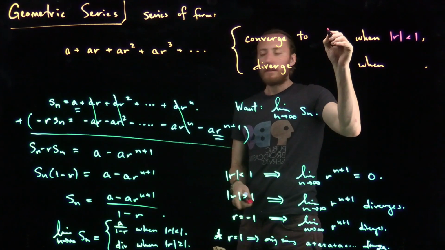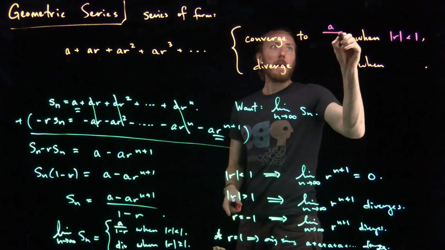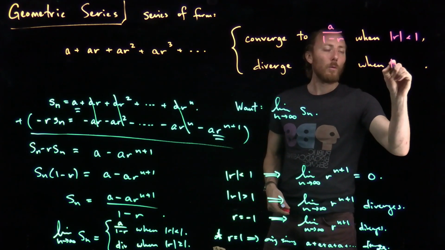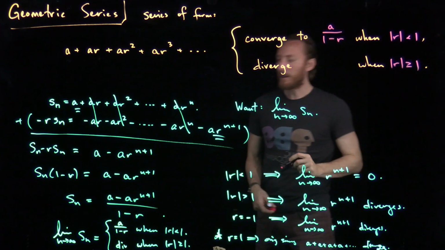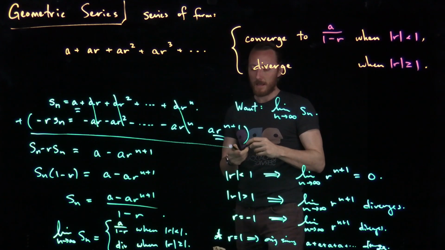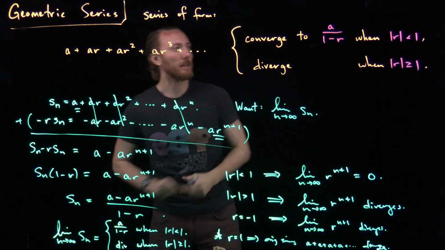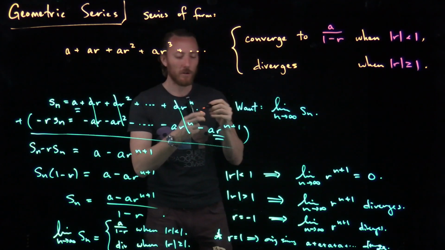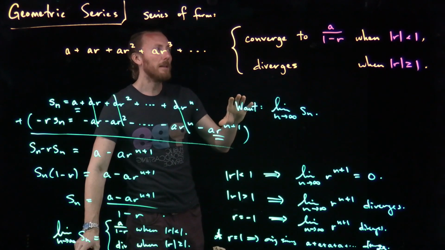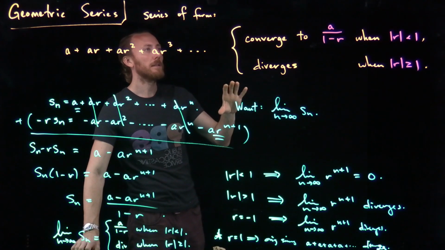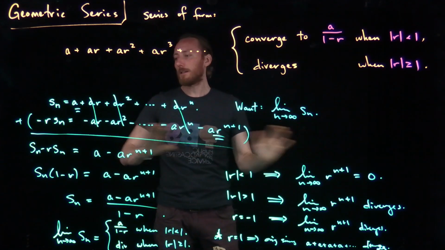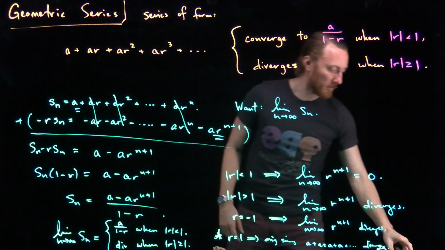Well, our series converges to a over 1 minus r. On the other hand, when the absolute value of r is greater than or equal to 1, our series diverges. And so, yeah, that's a wrap in terms of developing a precise articulation of what a geometric series converges to. I'm going to pause, clean the slate, and then we'll hammer out a couple examples real quick.